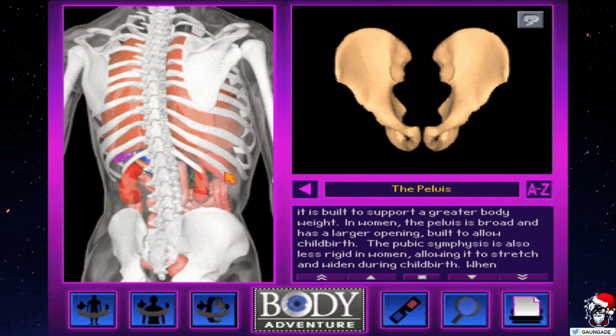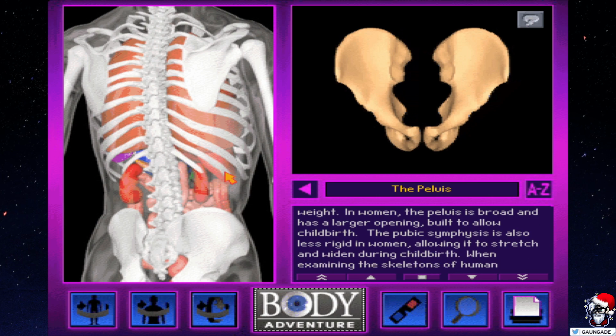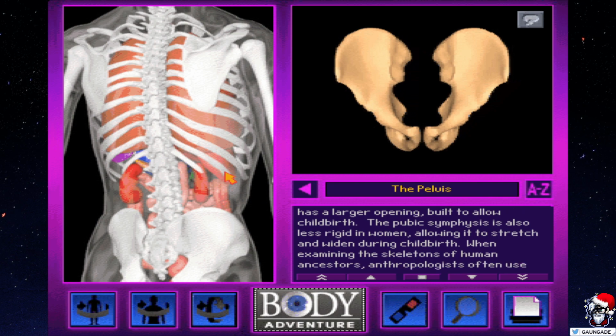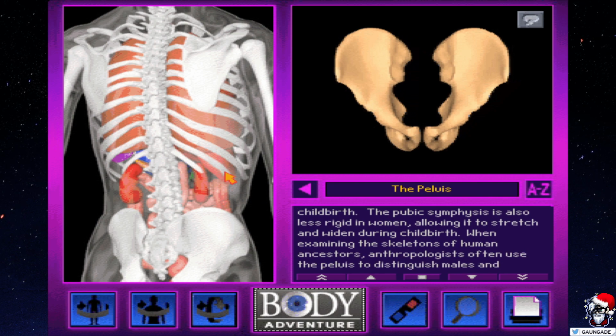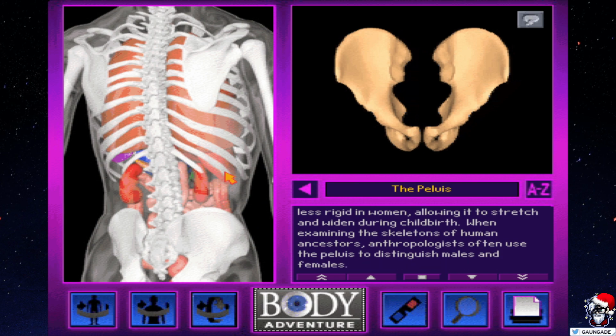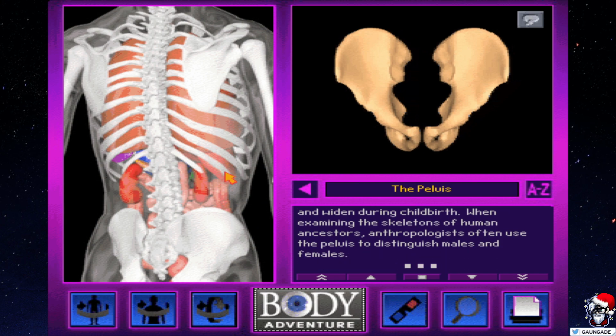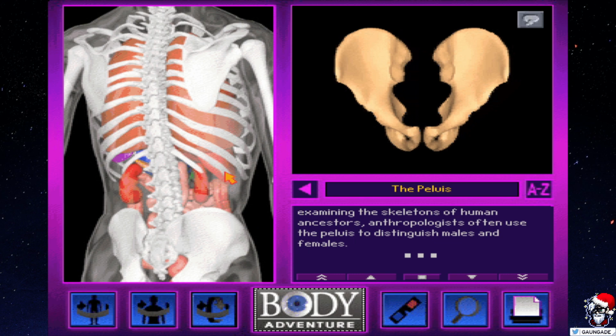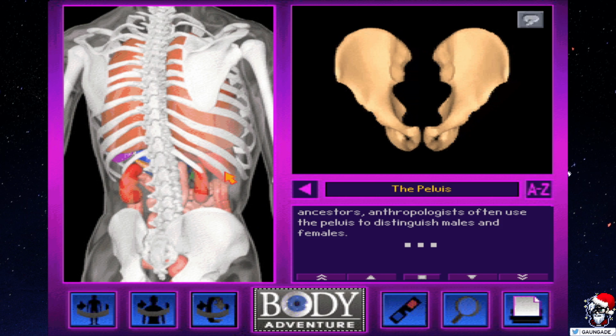In women, the pelvis is broad and has a larger opening, built to allow childbirth. The pubic symphysis is also less rigid in women, allowing it to stretch and widen during childbirth. When examining the skeletons of human ancestors, anthropologists often use the pelvis to distinguish males and females.